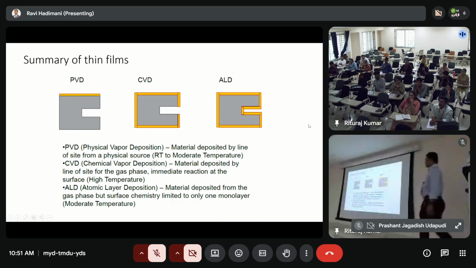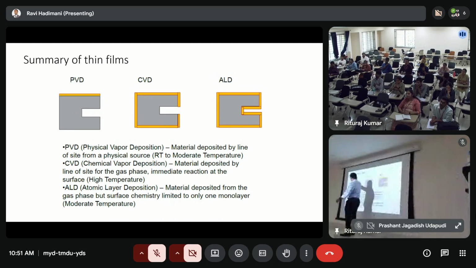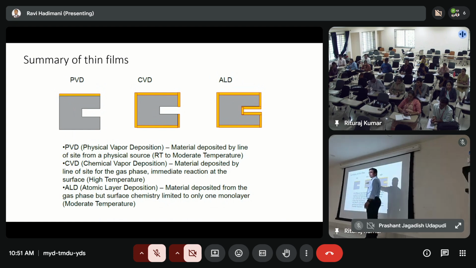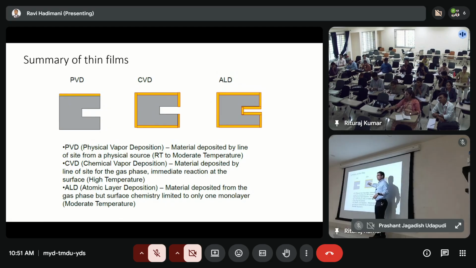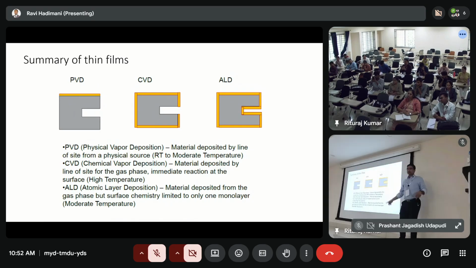So here is the difference. Physical vapor deposition is done by kinetic energy, vapor coming and depositing on the surface. Chemical vapor deposition is slightly conformal, but it can't go into complex shapes like this, whereas atomic layer deposition can go into all the complex shapes. So this is conformal deposition. That's why atomic layer deposition is preferred. Atomic layer deposition is nothing but a fancy chemical vapor deposition, but more conformal. Okay.